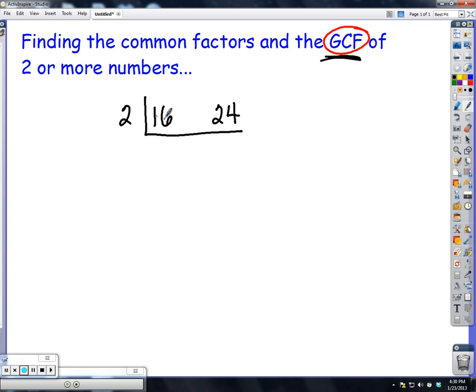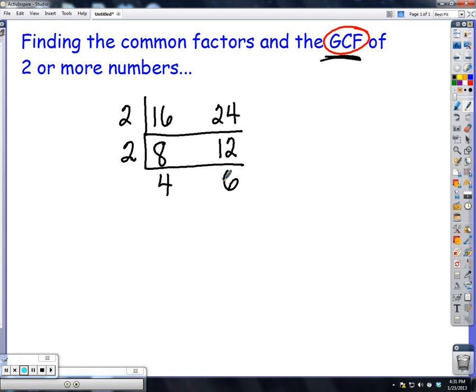So now we're just going to do a little division. 2 goes into 16 8 times. We put the 8 directly below the 16. And now 2 goes into 24 12 times. Now that finishes that rung or part of the ladder. So now you look at the next step, 8 and 12. And you ask yourself, is there a common prime factor that both 8 and 12 share? Well, once again, both 8 and 12 are even numbers. All even numbers can be divided by 2, so we're going to use 2 again. 2 goes into 8 4 times. 2 goes into 12 6 times.